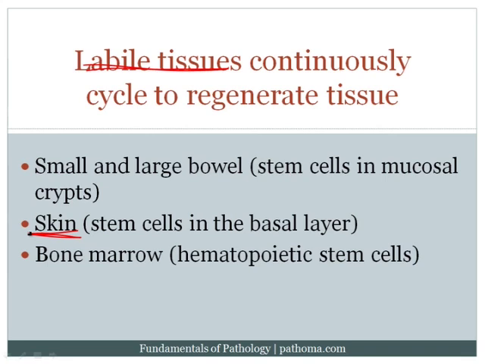Same thing with the small and large bowel. When a patient gets an infection in the GI tract and gets diarrhea, you don't worry about transplanting the bowel or something like that, because the bowel basically has the ability to regenerate itself. So that's the first type of tissue. And here we can get into a little bit of histology, which the examiners like, by reminding ourselves where the stem cells are actually located.